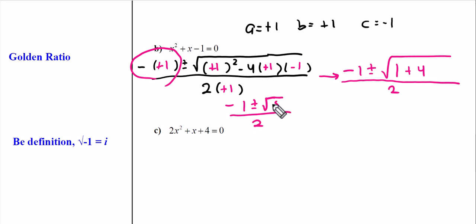Do we need to do a factor tree? We should, but it's 5. If you think about it, 5 just breaks down to 1 and 5. It's prime. So there's no perfect square of 5, and there's no factorization of it because it's prime. So we're pretty much done with this problem.